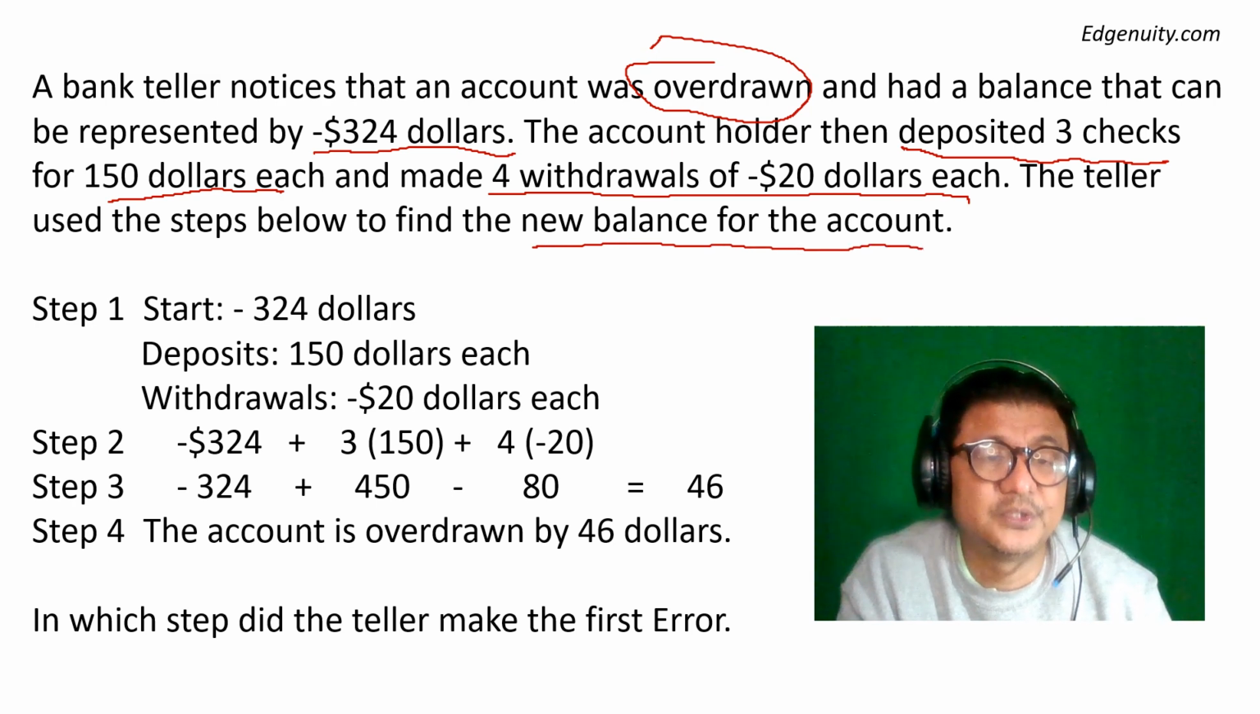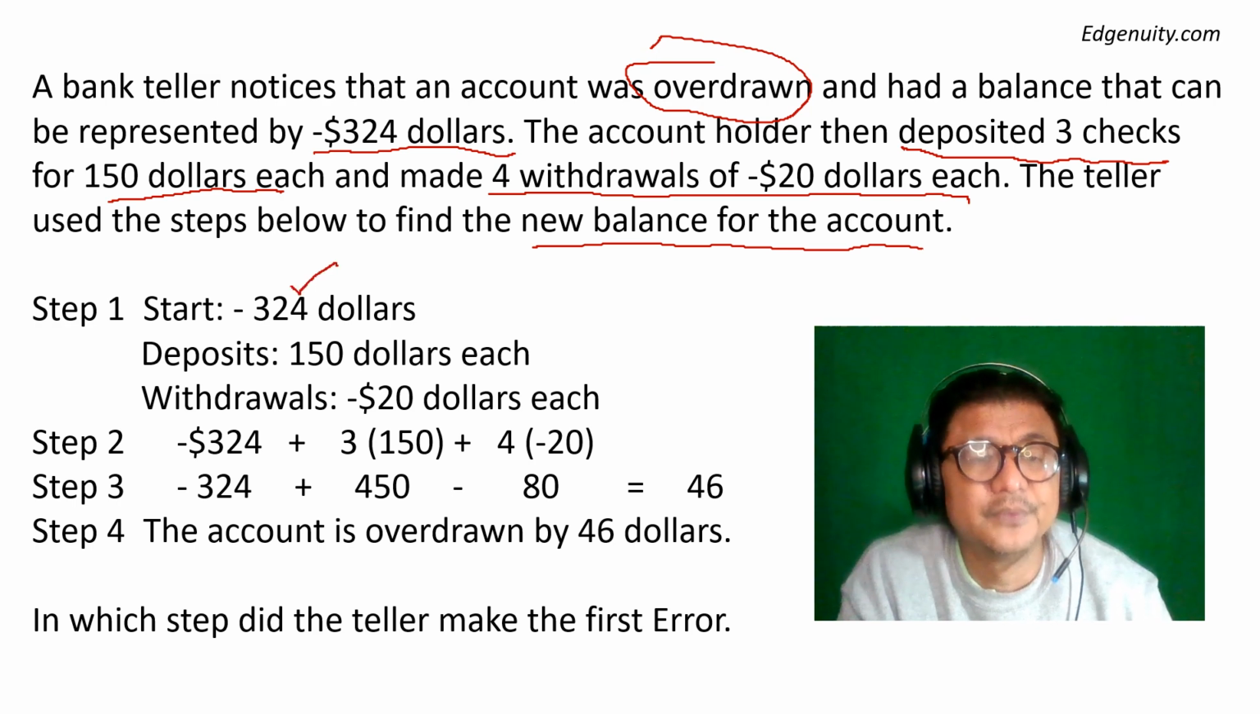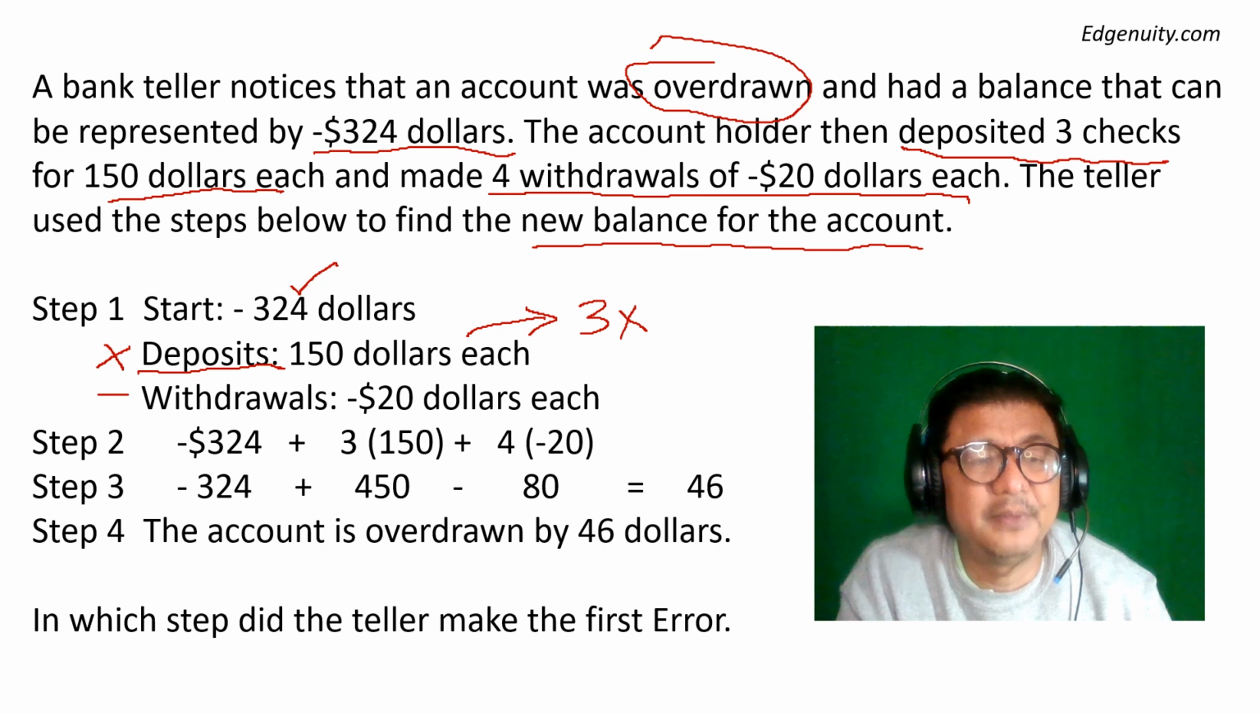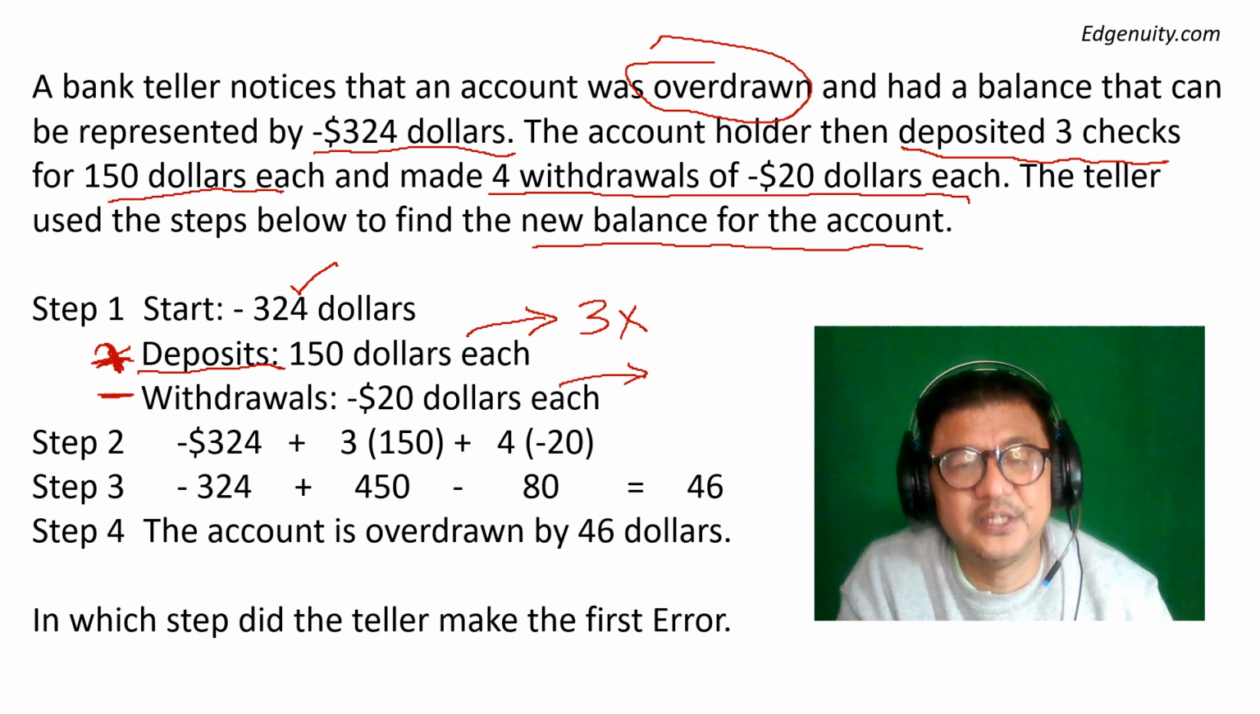So let's start with -324, agree? And then deposit means positive, you added money in the bank. So how many times did you add 150? It says 3 checks were put in, 3 times. And then after that, withdrawal means minus. This is positive, positive, and then withdrawal means minus. You took away $20. How many times did you take away $20? You did it 4 times.